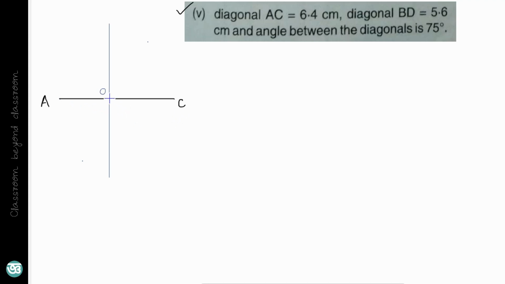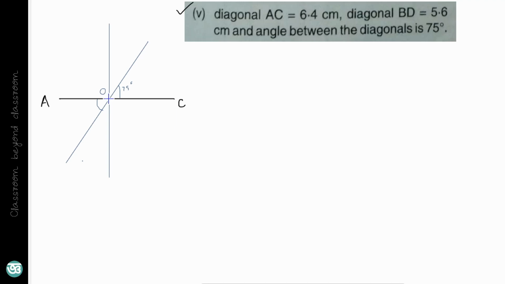So at this point O, we can construct a 75 degree angle because the angle between the diagonals is 75 degree. So if we do that, say we construct an angle of 75 degree passing through point O, and we can extend it to any convenient length. So this angle between the diagonals is 75 degree. So this is A and this is C. So B will be somewhere here and D will be over here, and the length BD is given 5.6.